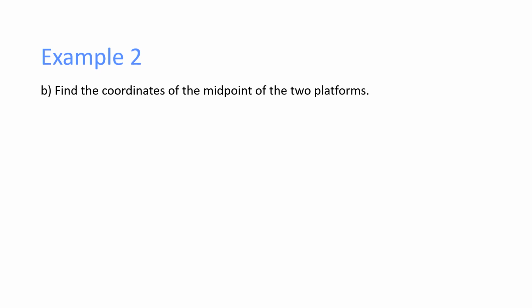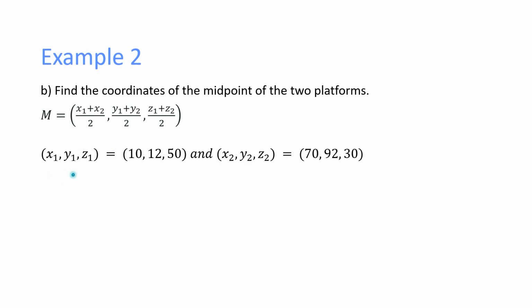For part B, we have to find the coordinates of the midpoint of the two platforms. Earlier in the clip, you were shown how to work out the midpoint. x1, y1 and z1 would be 10, 12 and 50 as mentioned in the question, and x2, y2 and z2 would be 70, 92, 30, also given to us in the question.